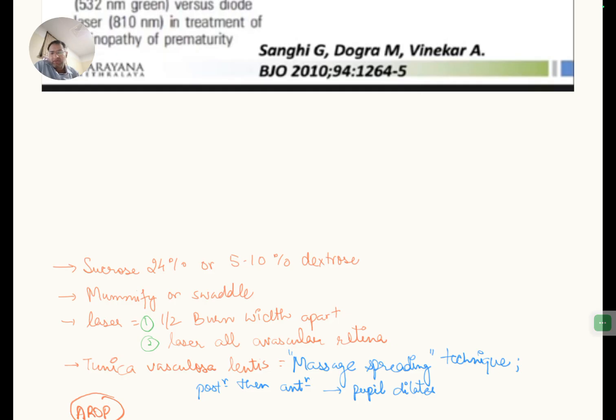And tunica vasculosa lentis. What is tunica vasculosa lentis? Tunica vasculosa lentis is a congenital vascular structure just behind the lens. And some people say that if tunica vasculosa lentis is there, we have to give anti-VEGF. But before giving anti-VEGF, we can always try a massage technique in which we massage around the eyeball using a depressor. We start from the posterior of the eyeball to the anterior, and sometimes the pupil dilates, and we can avoid anti-VEGF. And once the pupil dilates, we can go for laser for the ROP.